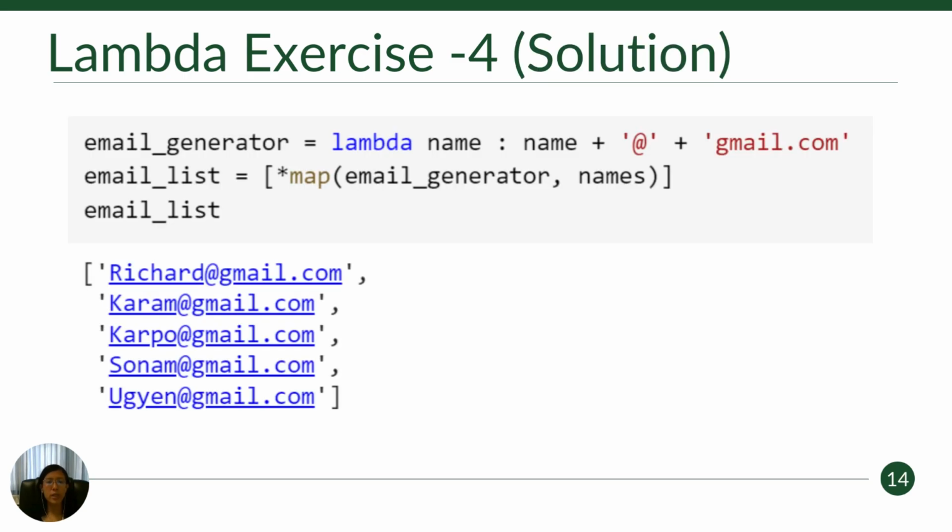Okay, now let's look at the solution. For the email generator, I just need to use a lambda, like in exercise 2. Then this lambda function will map to each name in your name list, and it will generate an email address for each person in the given list. This is a very useful example, especially for data scientists and data analysts. You will learn more in your later lessons.